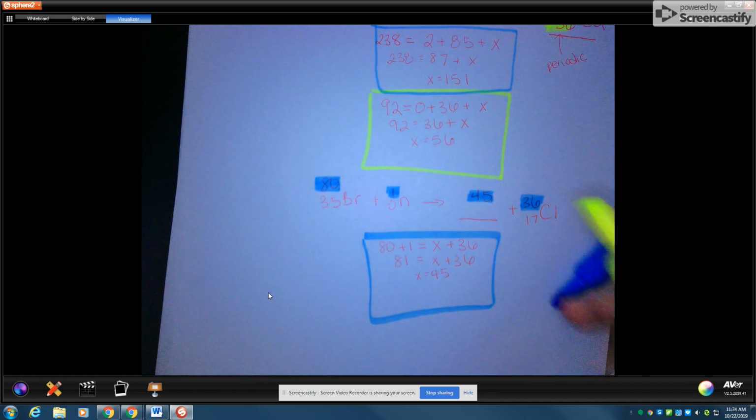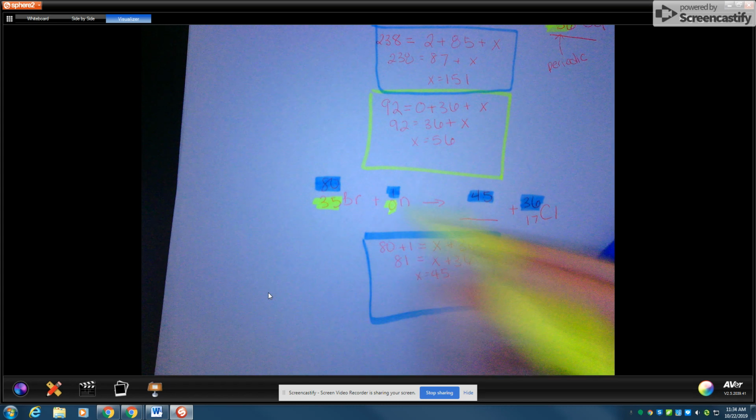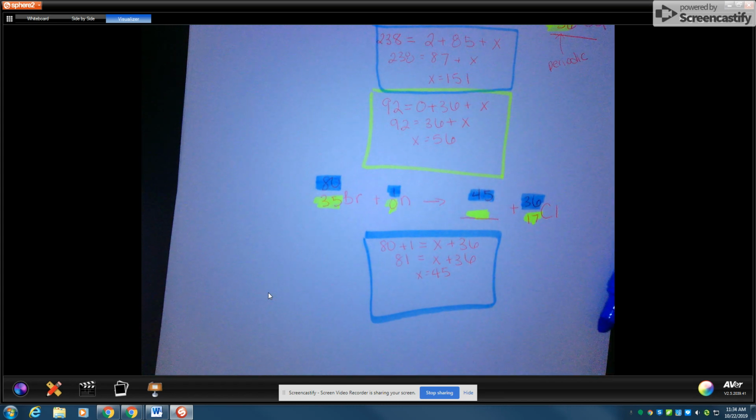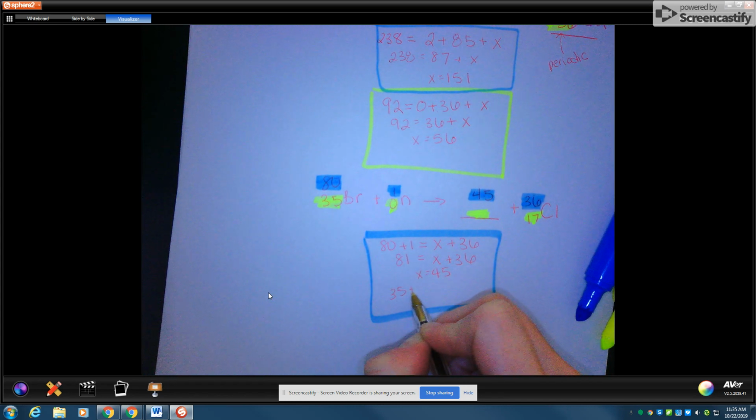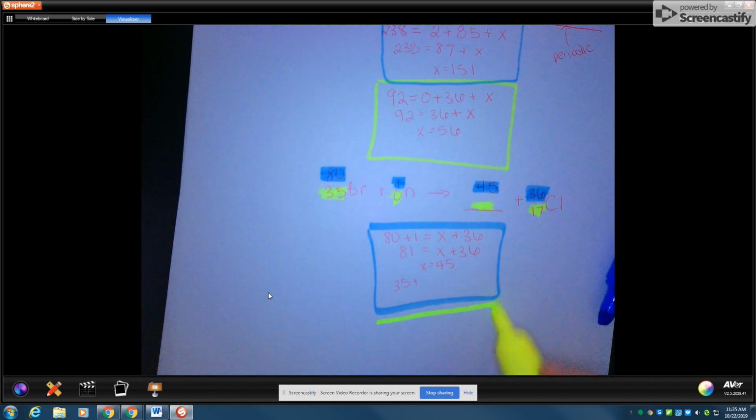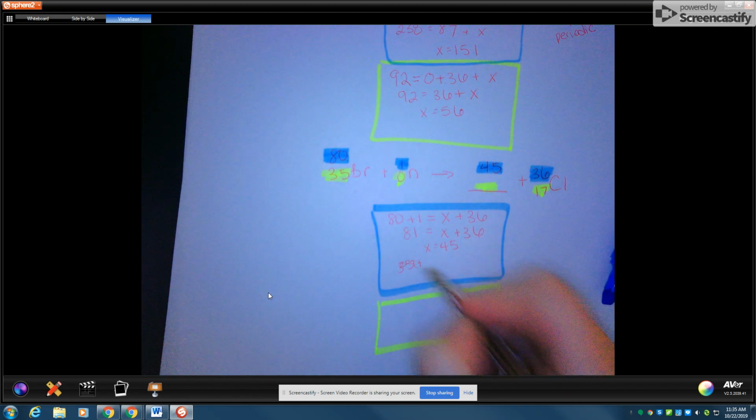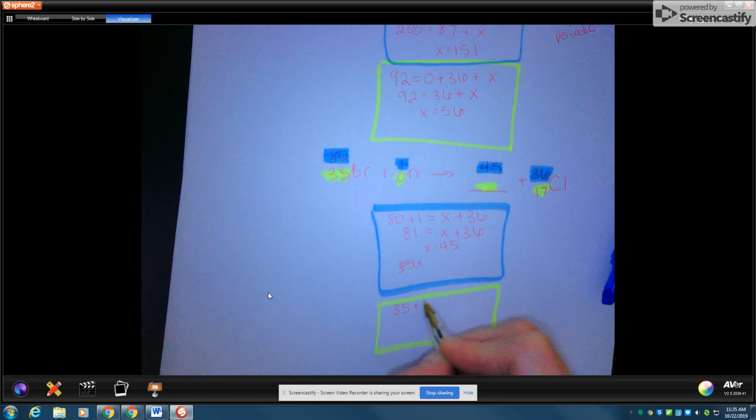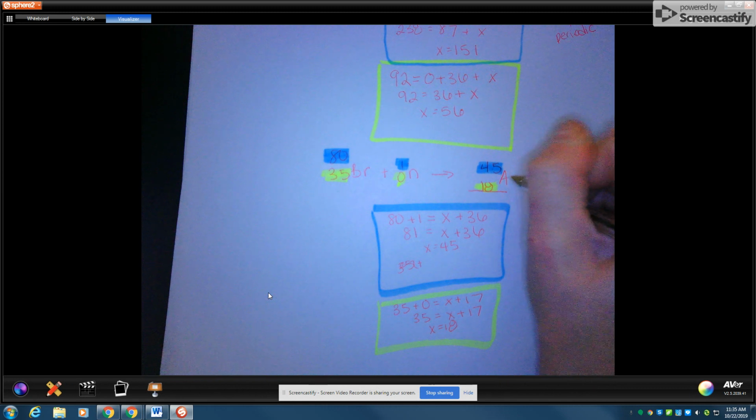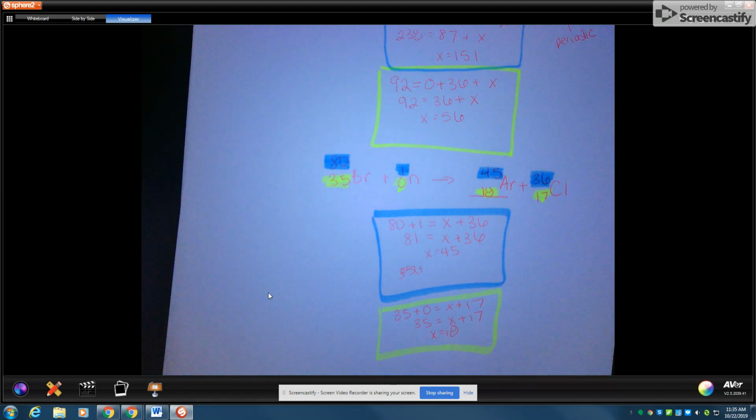Okay, now let me do the bottom numbers in yellow. 35, 0, some number, and 17. Now subtract 17 from both sides, and we get that x is 18. And that is argon. So that's how you balance nuclear equations.